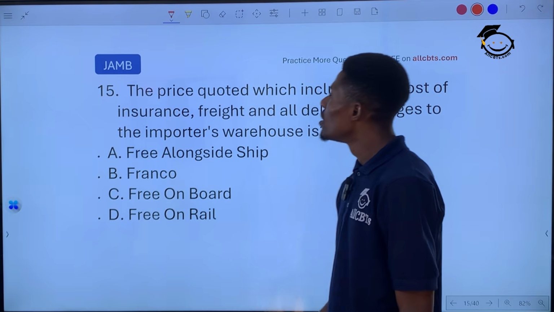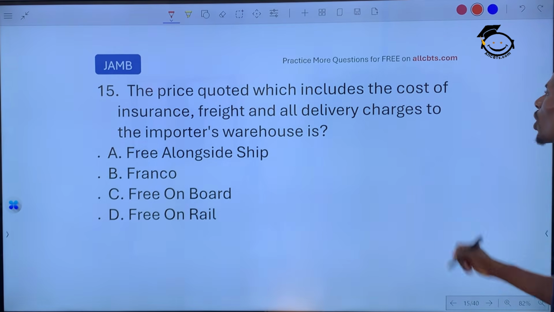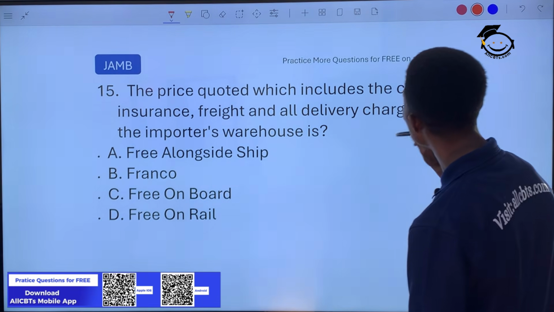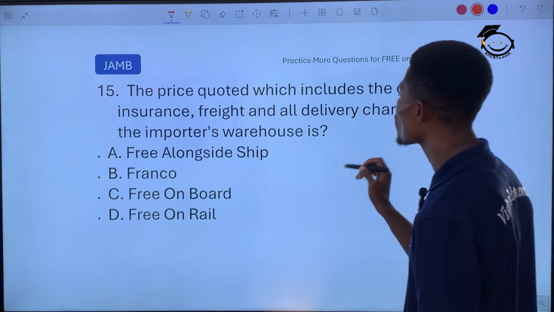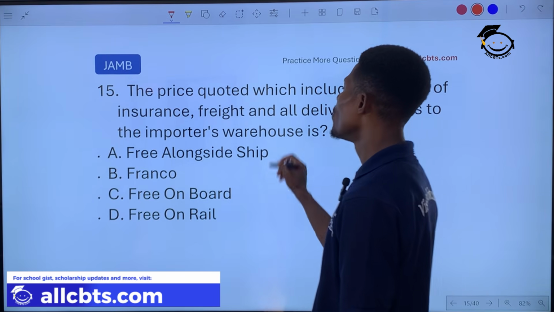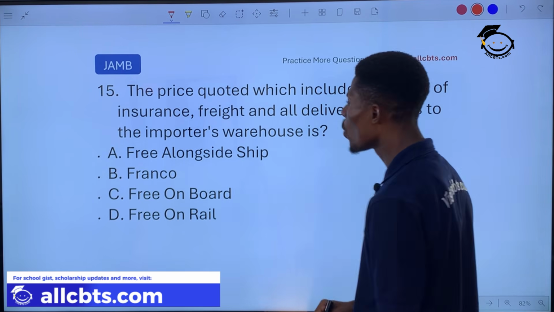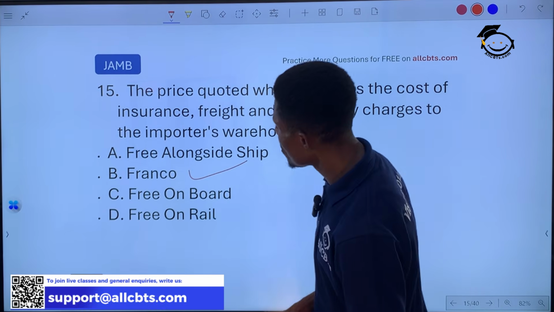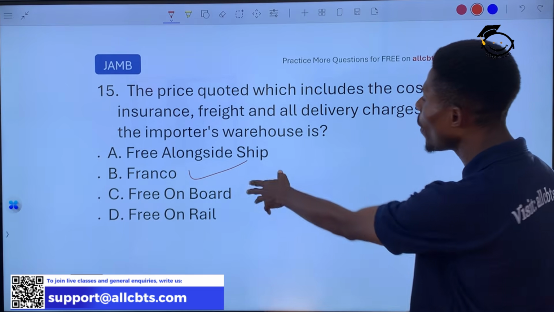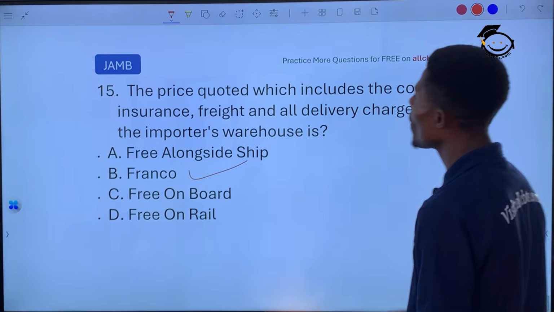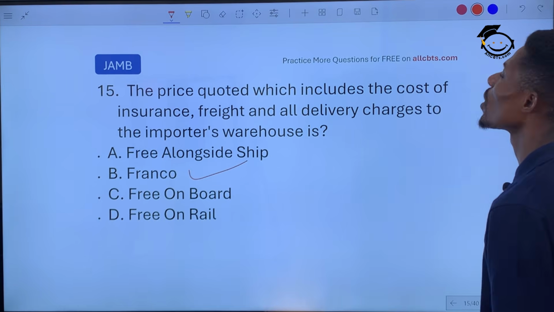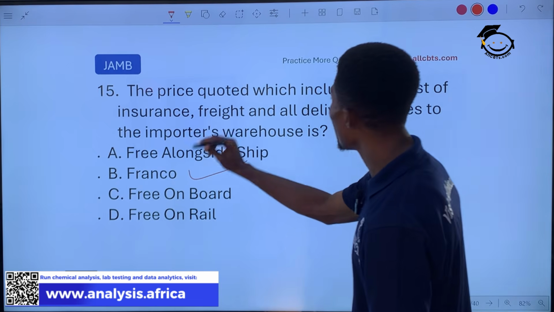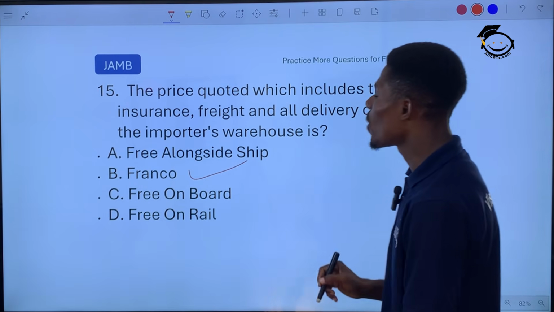Number 15. The price quoted, which includes the cost of insurance, freight, and all delivery charges to the importer's warehouse is what? A, free alongside ship. No. B, Franco. Yes, that's the correct answer. Free on board is not the correct answer, because this does not talk about the price quoted which includes the cost of insurance, freight, and all delivery charges to the importer's warehouse.